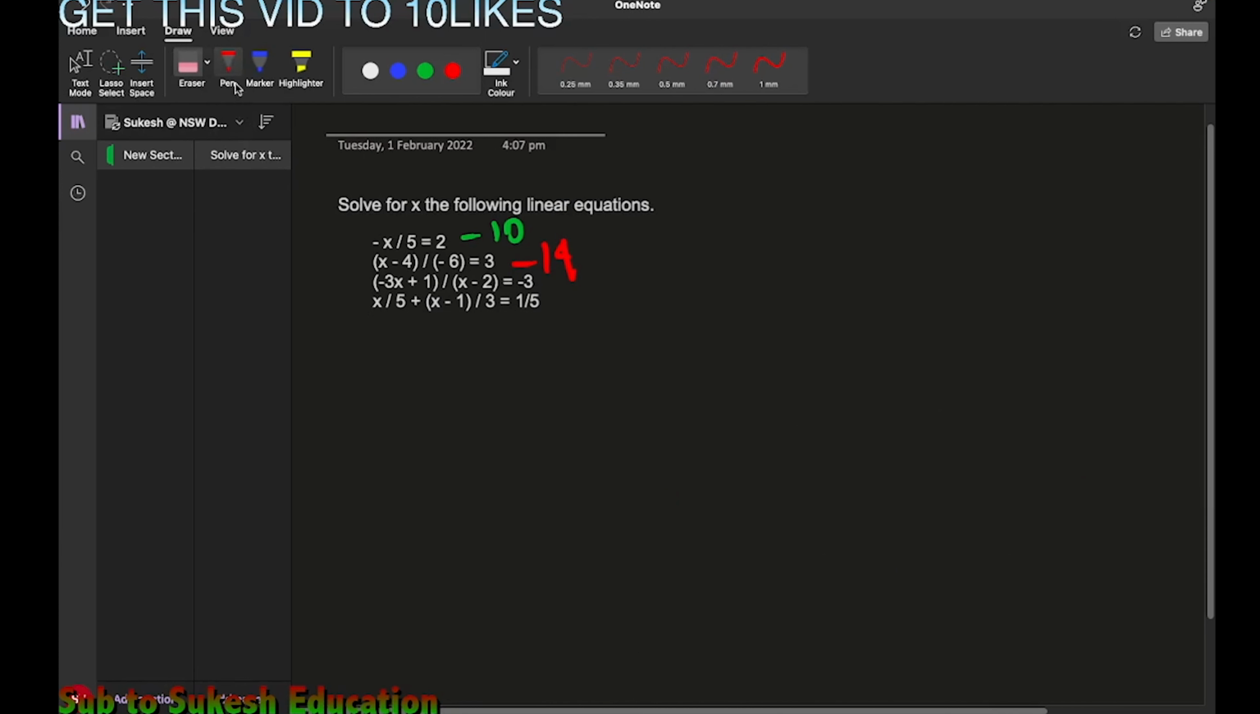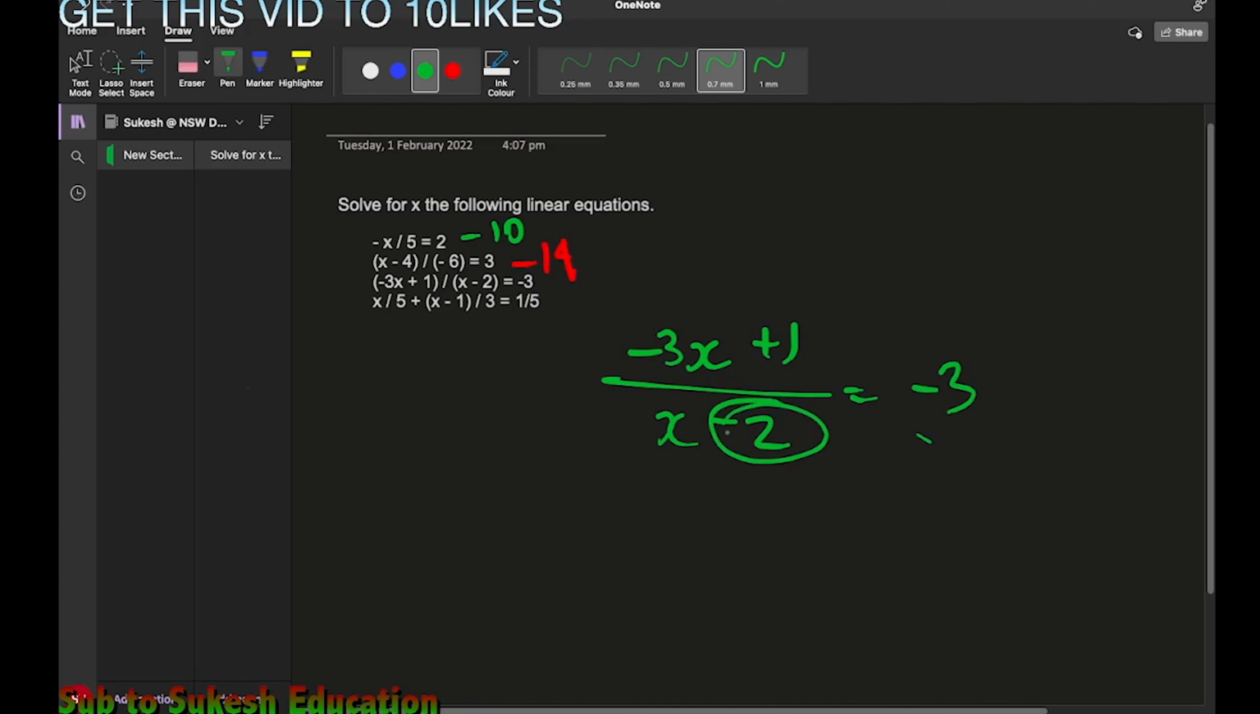Let's go. Okay, so what we're going to be doing now is a similar approach. Minus 3x plus 1 over x minus 2 is equal to minus 3. See, this is pretty cool, right? So what do we do? There's a minus 2 here. We can take it to the other side. It's being divided. Is it?